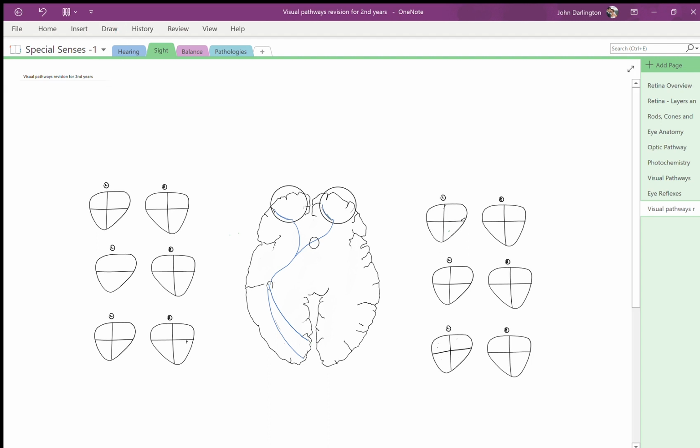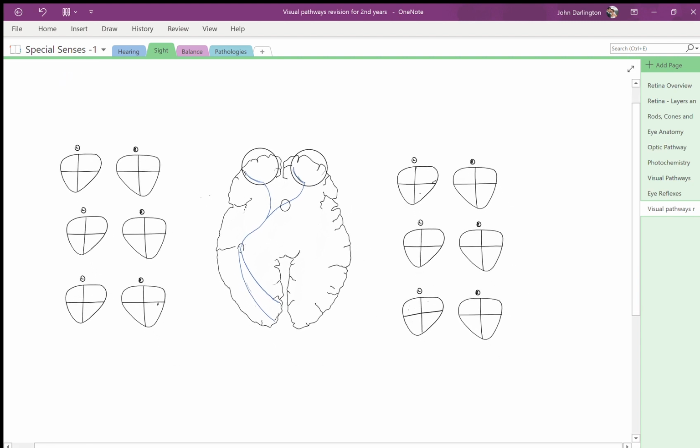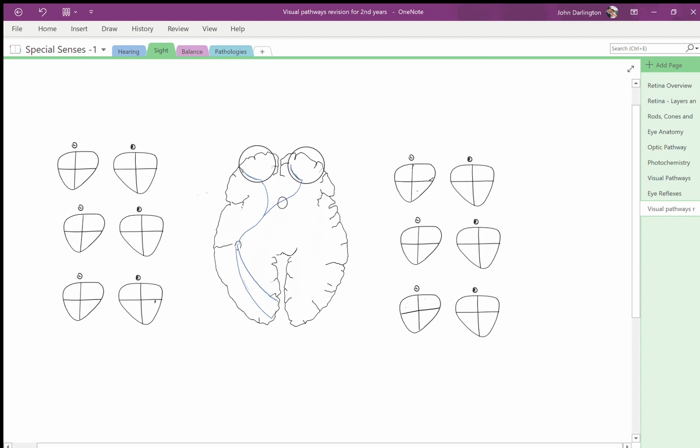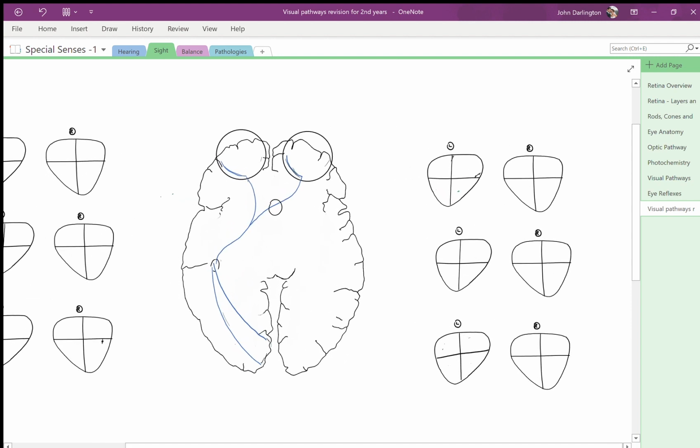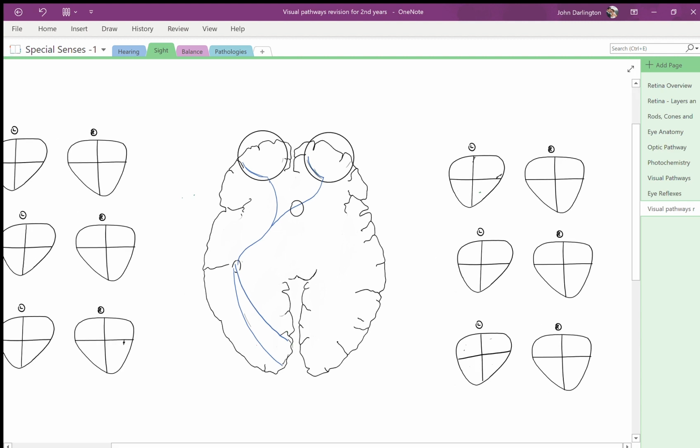I thought I would just make a quick little video for you guys on the visual pathways because I understand you're not getting any teaching just now with everything that's going on with the coronavirus, and obviously head and neck's quite a heavy section to go through, so I thought I'll try and help with this because a few people had mentioned that they were struggling with visual pathways, so I hope this helps.